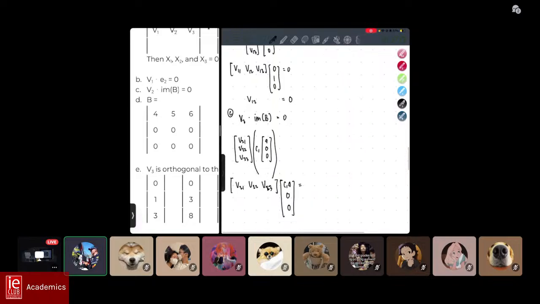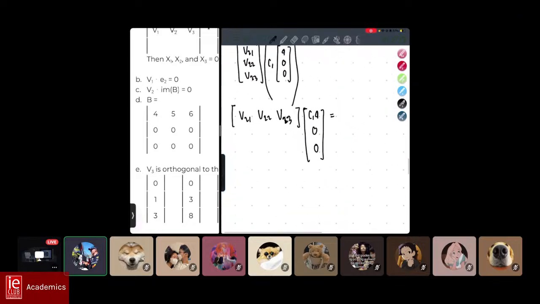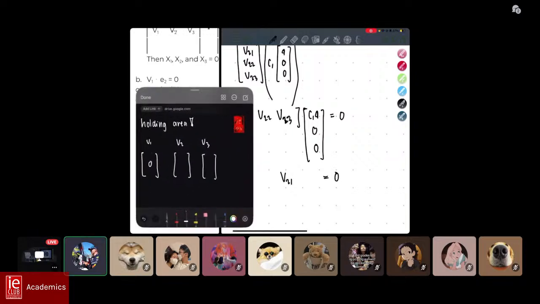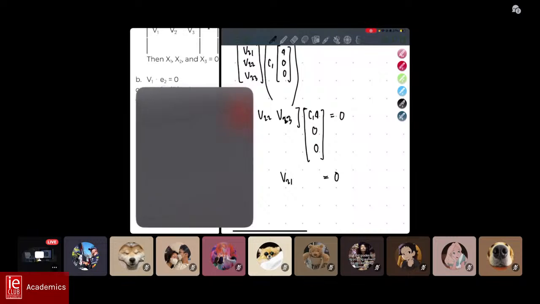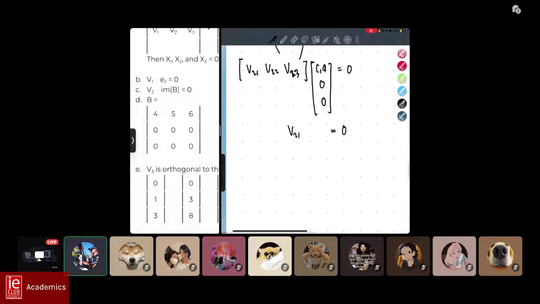Same thing as before, we don't get a lot of information from multiplying by 0. That can just mean any number. But what we do get as information is that V21 is actually equal to 0. So let's just add that here. So that's what you get from C.